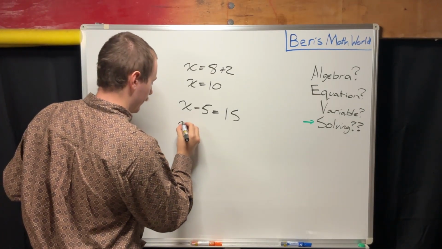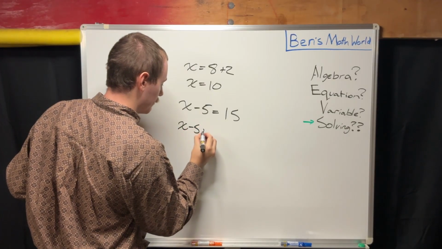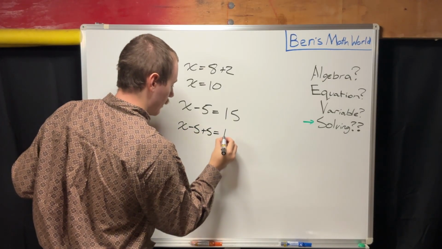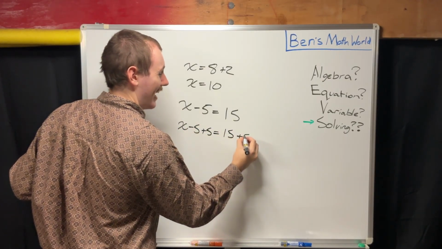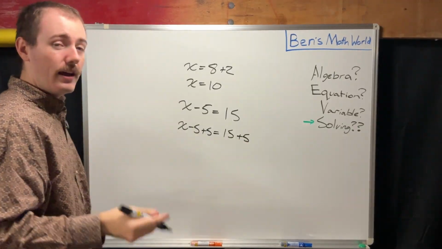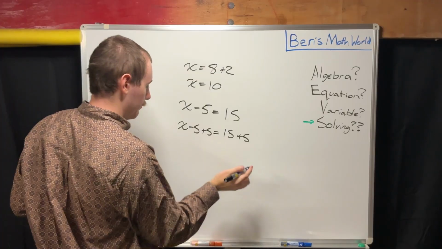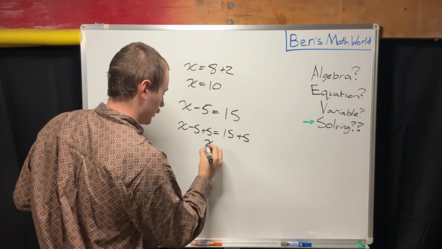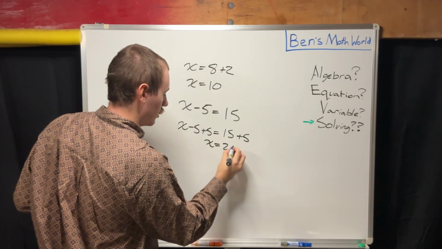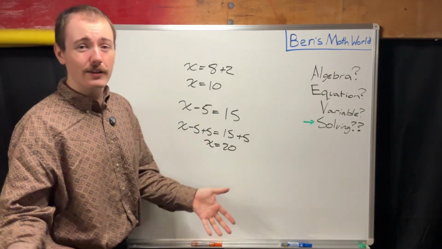So we're going to have x take 5 plus 5 equals 15. And we're also adding the 5 to this side. Now, let's go through this line and see what happens. -5 plus 5, that's just going to be 0, so we're not going to write it. X is equal to 20. There you go. It's that simple.